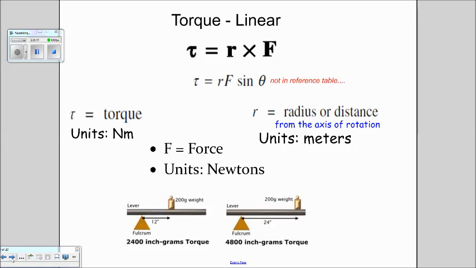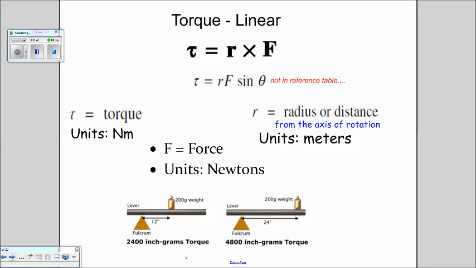Now if we switch over and look at it linearly, and we're going to spend some time with this first, torque is R cross F, which is basically RF sine theta. The top one is in your reference table, the bottom one is not. You just need to realize that cross means sine theta. The units for torque are newtons times meters, R is the distance from the axis of rotation, and F is of course force in newtons.